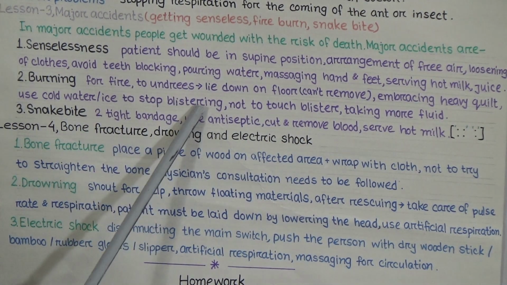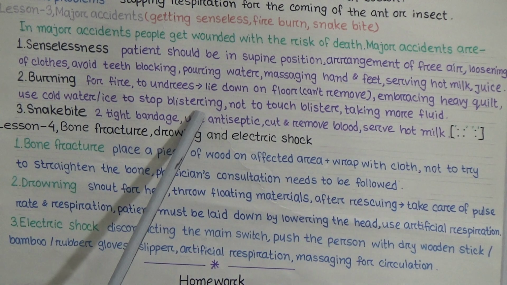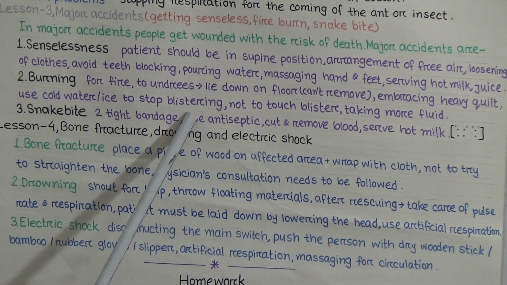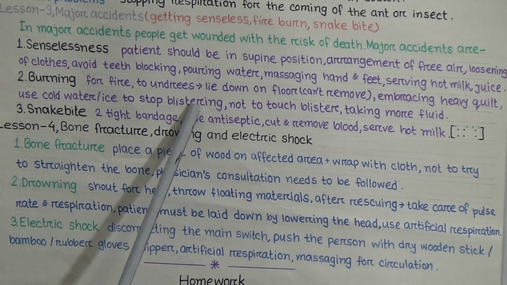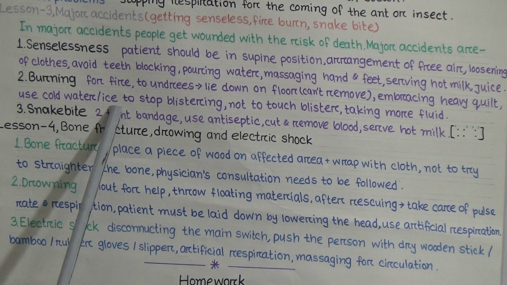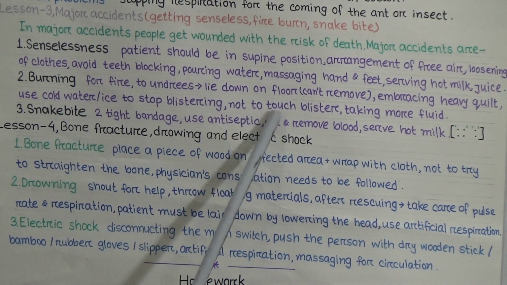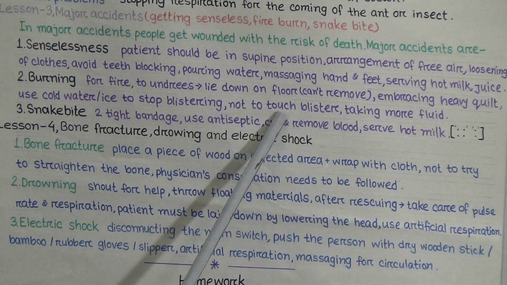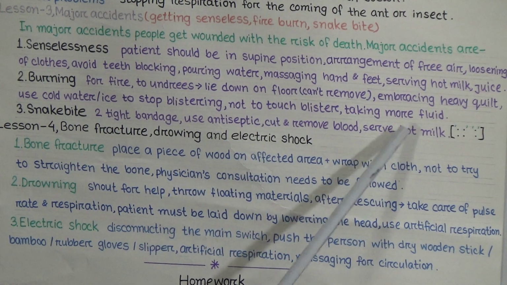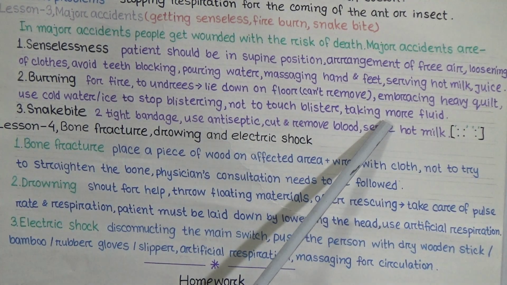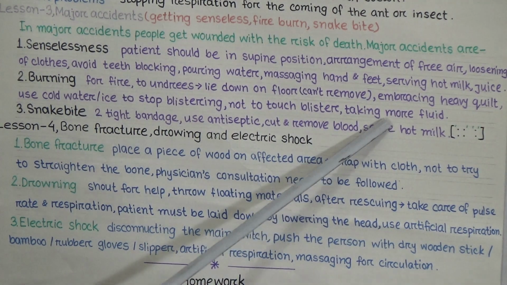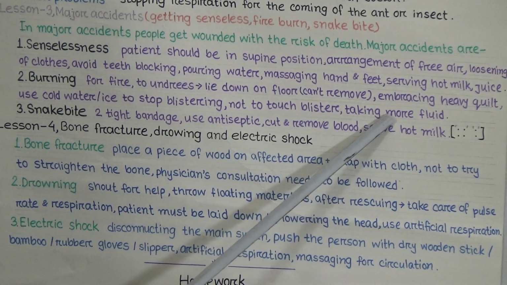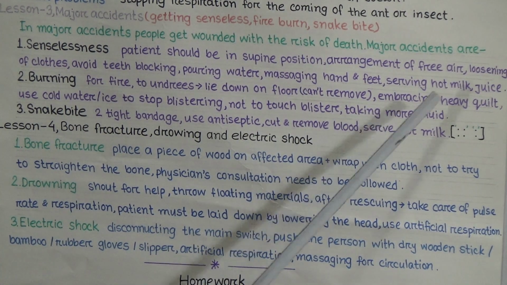After any fire on a person's body, we find blisters on the body of that affected person. So to prevent blistering, we have to use cold water or ice. And if we find that the burnt person has blisters, it is better not to touch them. And the person must take more and more fluid. That means liquid drinks. We can take coconut water, we can take juice, we can drink water, that means fluid.